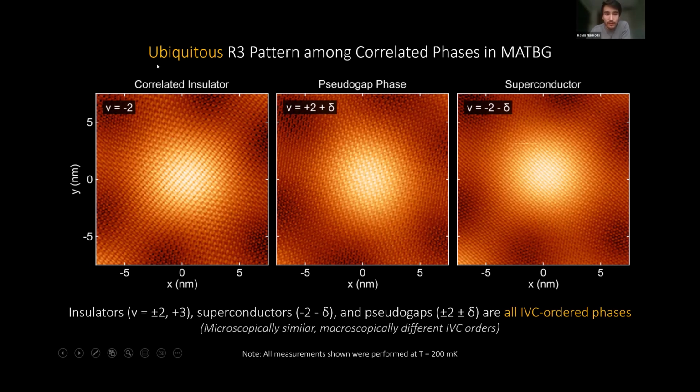So this is saying that all of these phases, correlated insulators, pseudogap phases, and superconductors, are all IVC ordered phases, but they seem to have different types of IVC order because the exact √3 patterns that we see in these different phases in the same location can be quite different.